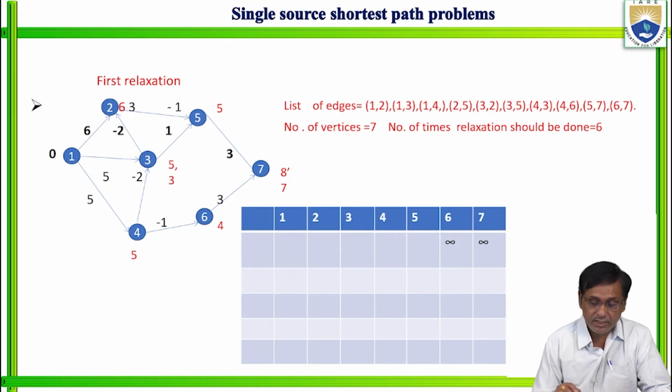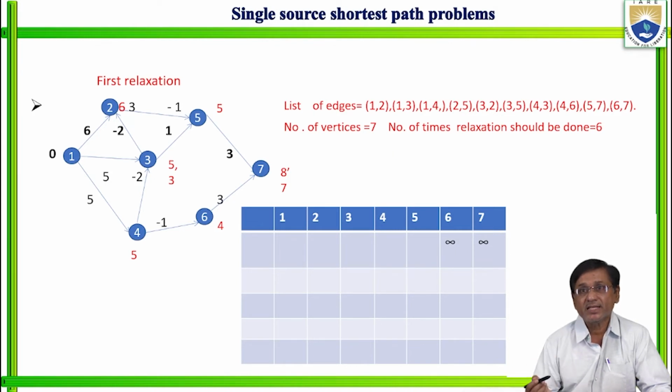Now, how many vertices are there? There are 7 vertices. So, how many times do we have to relax? It should be relaxed n-1 times. That means all the edges should be relaxed 6 times, since the number of vertices is 7.